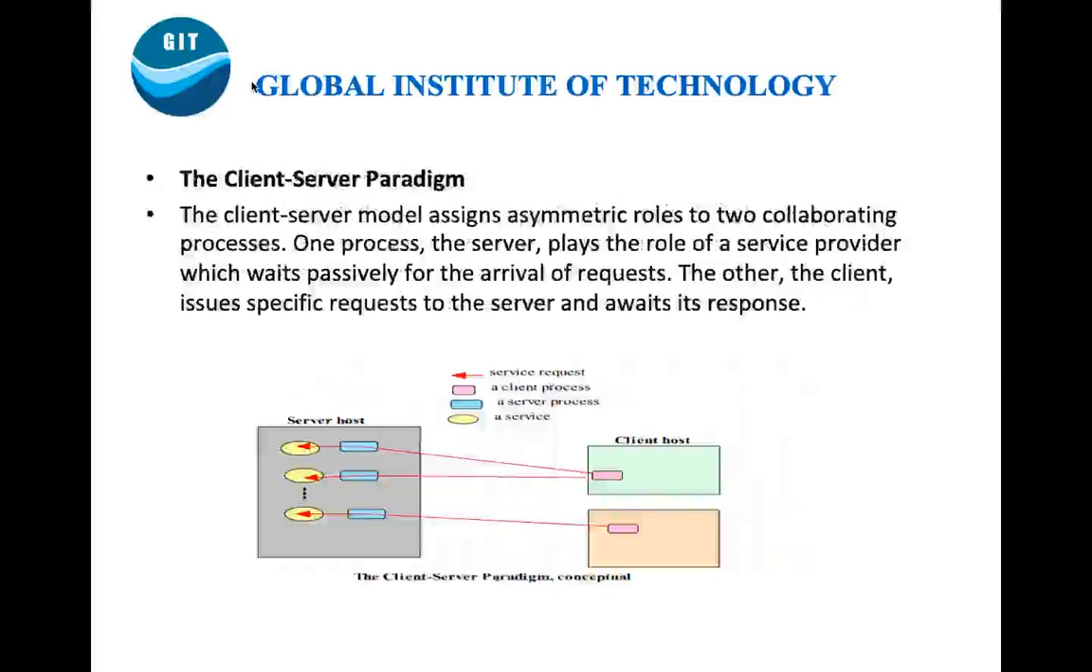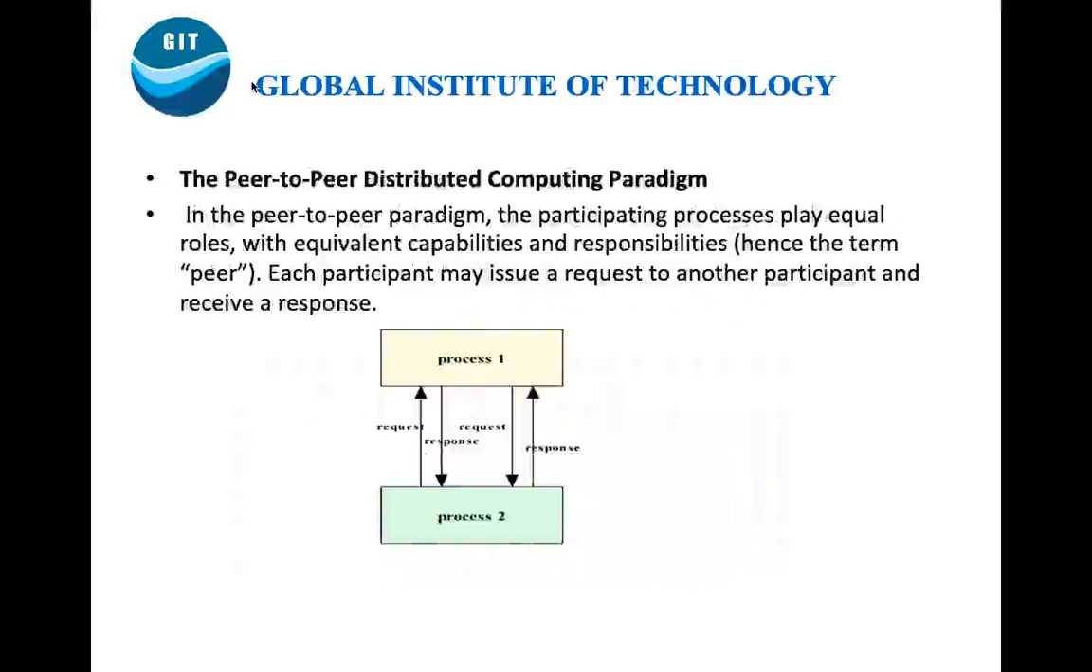Next paradigm is client server. The client server model assigns an asymmetric role to collaborating processes. One process, the server, plays the role of a service provider which waits passively for the arrival of requests. The other, the client, issues specific requests to the server and awaits its response.